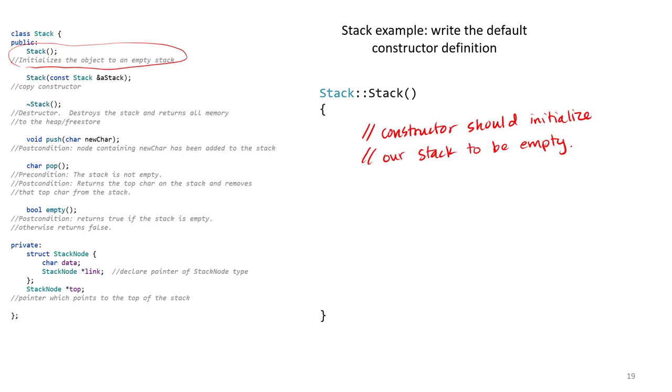Well, how do we know whether our stack is empty? If you look at our private variables, you'll see that the only private variable we have for this stack is a pointer named top, which would point at the different nodes in our stack. But if our stack is empty, where would top point? Well, in this case, if our stack is empty, our pointer top should just point at null.